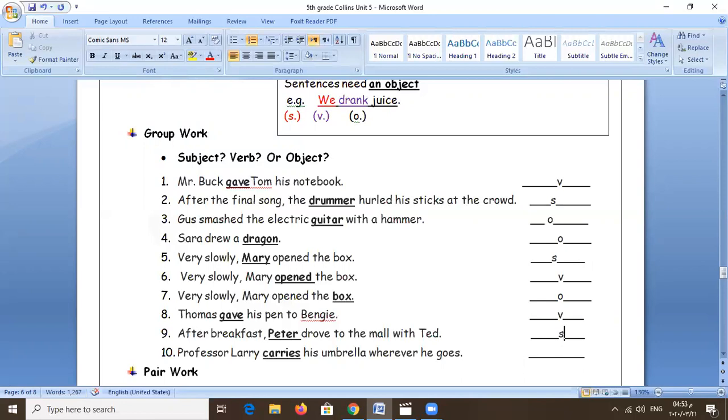Great. And the last one, Professor Larry carries his umbrella wherever he goes. Carries. Present simple. It is what? Yes, it's a verb. Yes, great, thank you. All these are simple sentences.